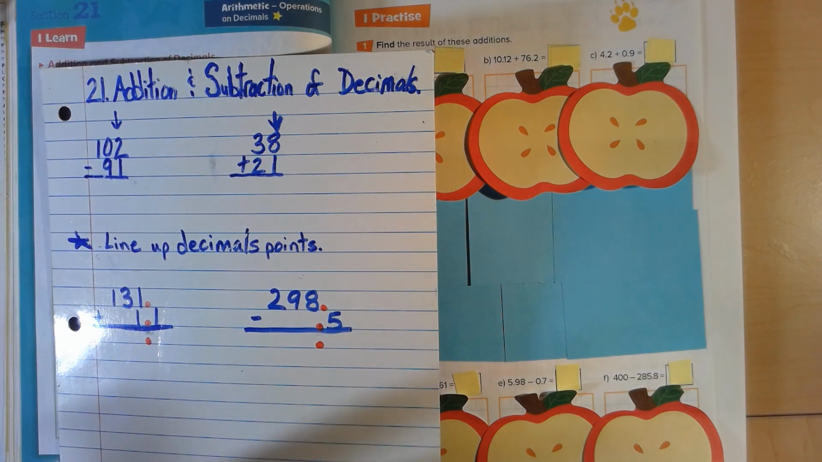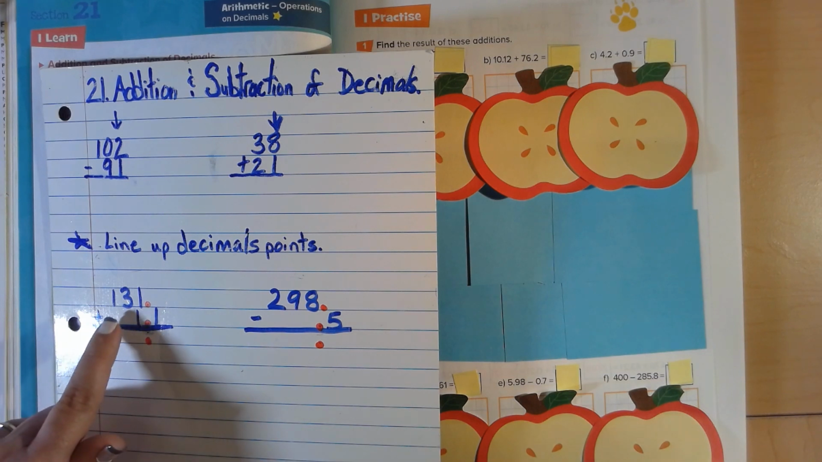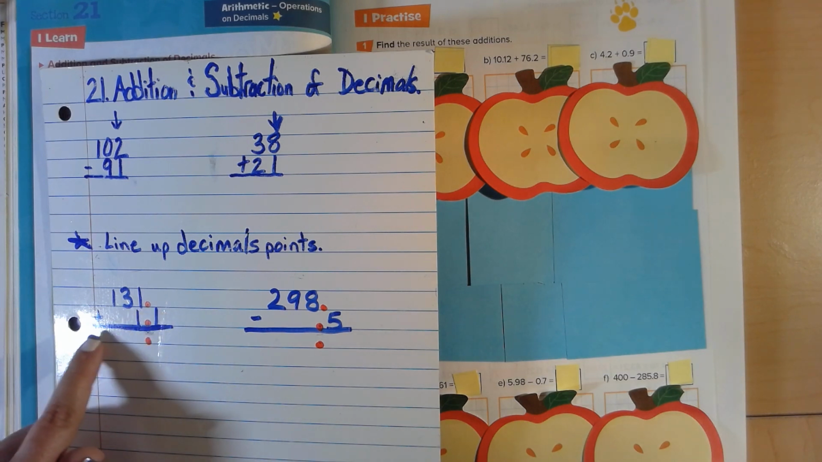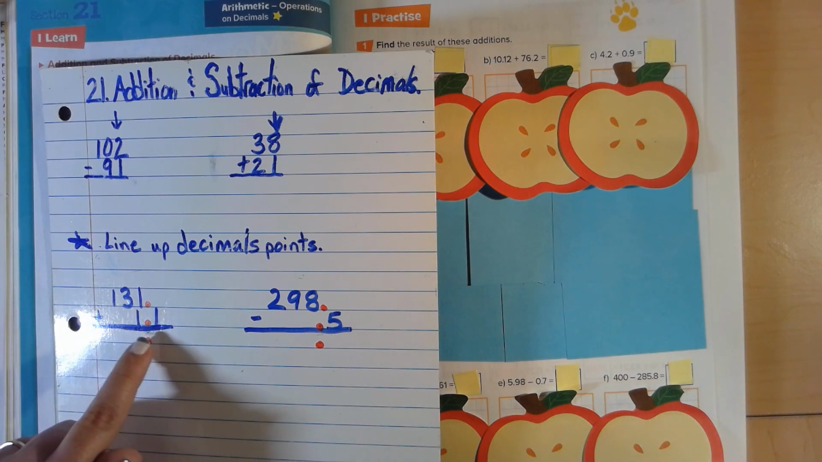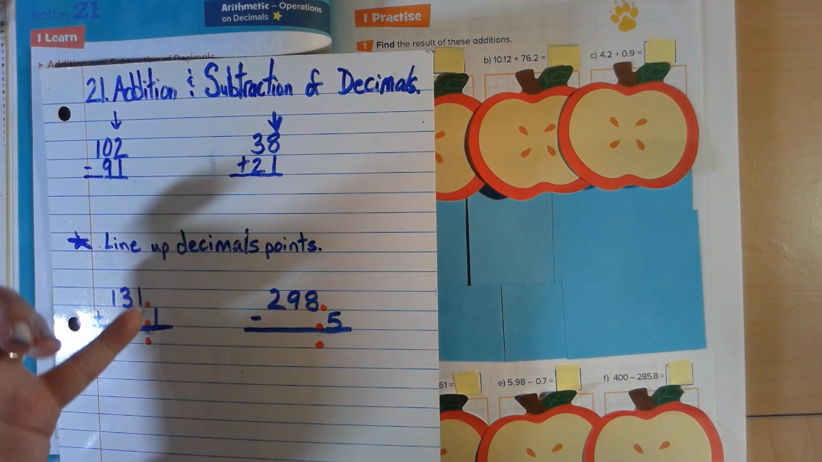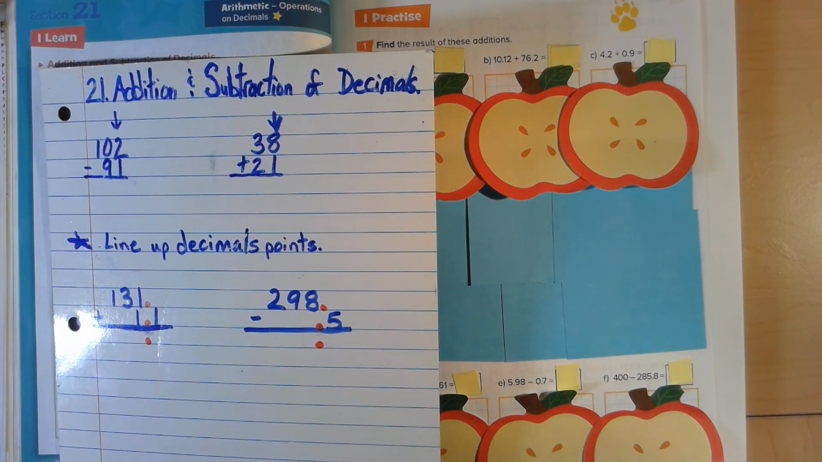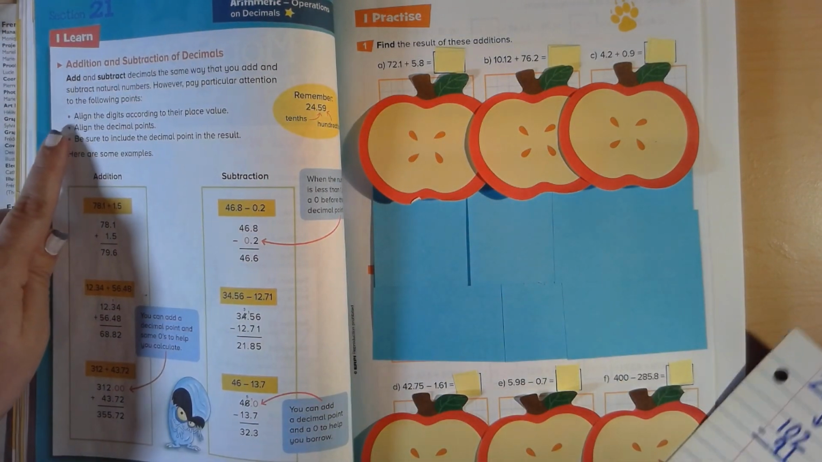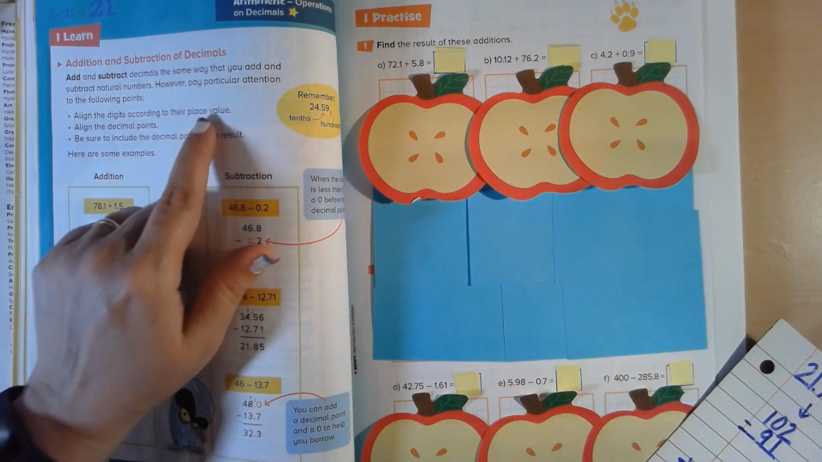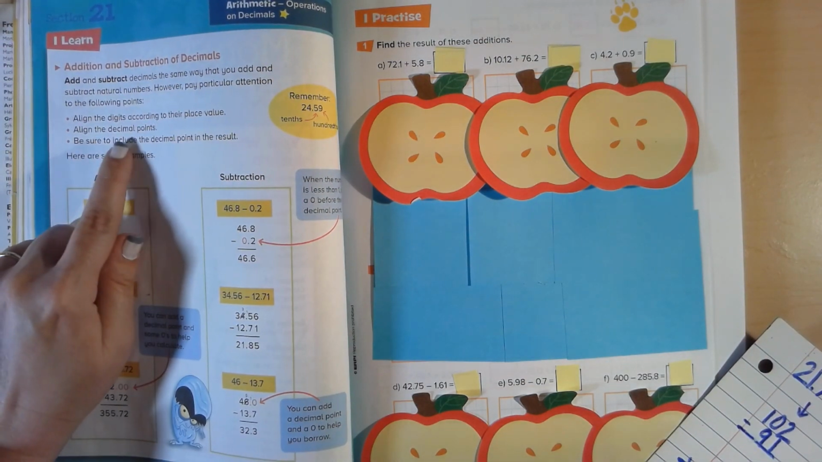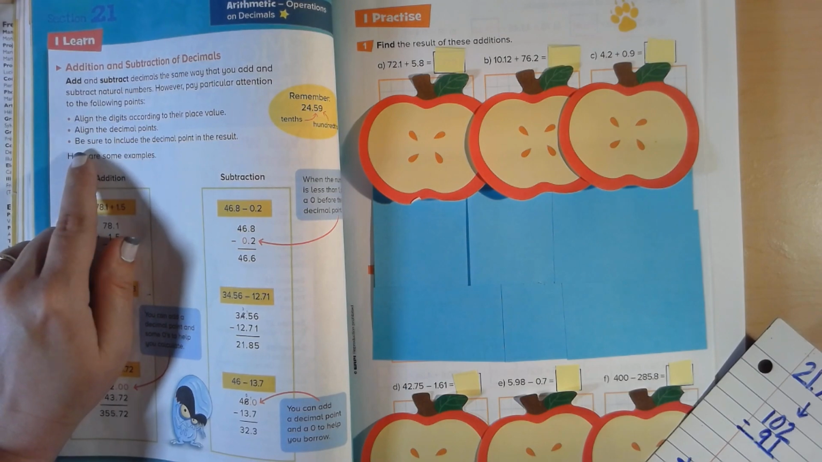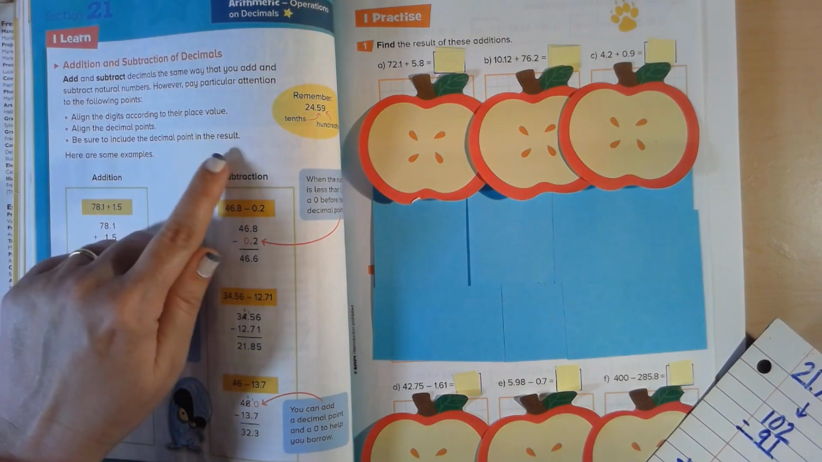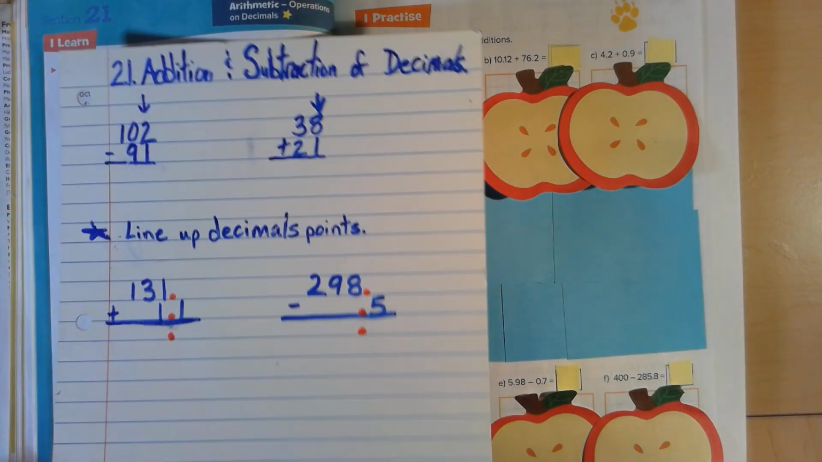The same with decimal points. If I have 131 and I want to add 1 and 1/10, I need to line up my decimal points. That's very important. So, after you align the digits according to their place value, you align the decimal points. Then you need to be sure to include the decimal point in your result.